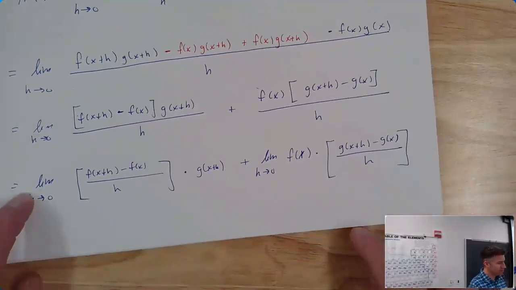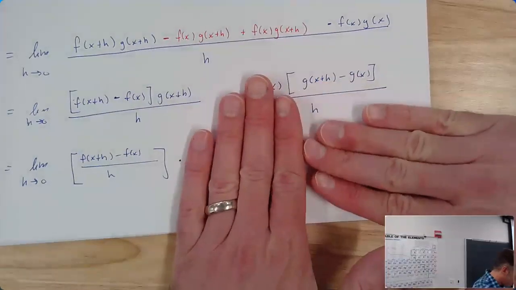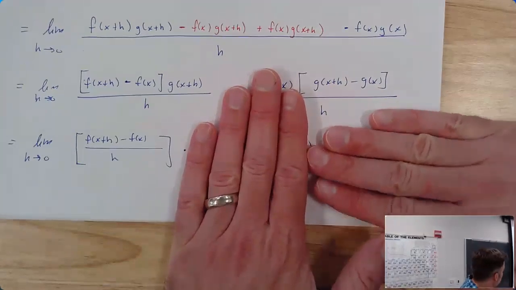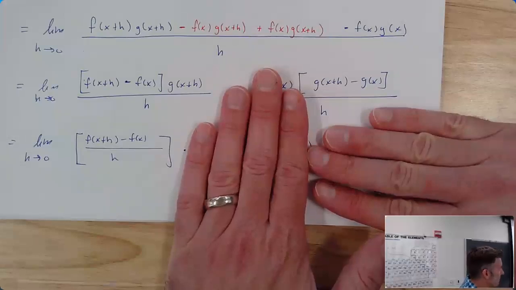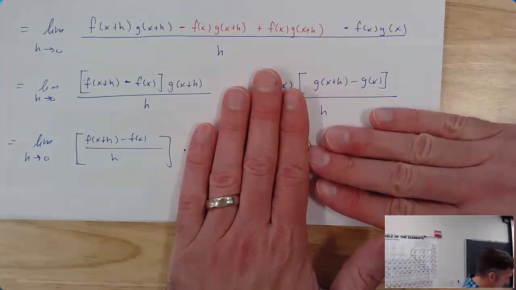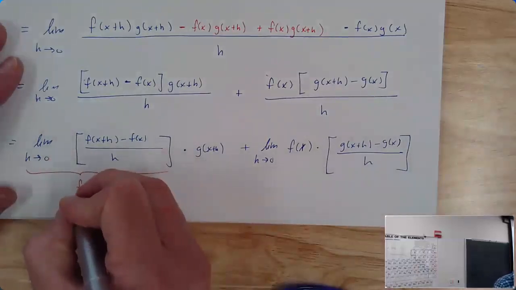And now let me ask you all a question. If I look at just that for a second, what's another name for the limit as h goes to 0 of f of x plus h minus f of x all over h? The derivative of the function f, right? That's literally the limit definition of the derivative of f. So this right here is just f prime of x.